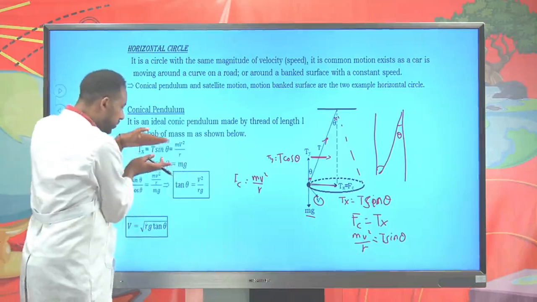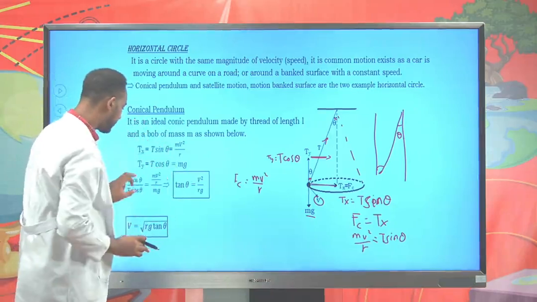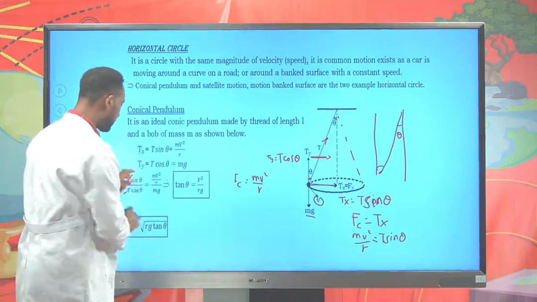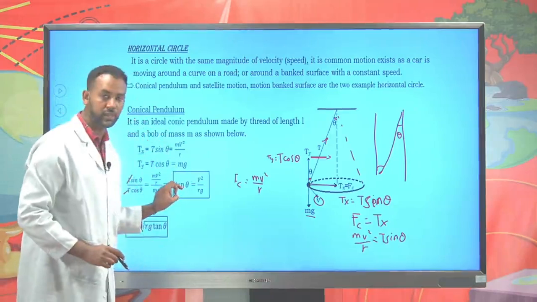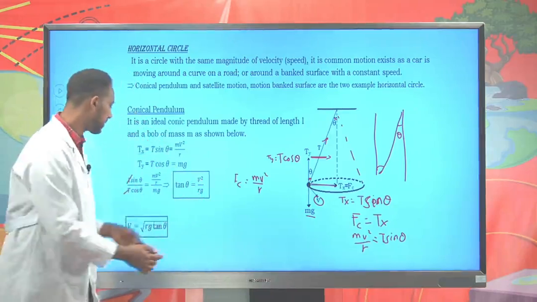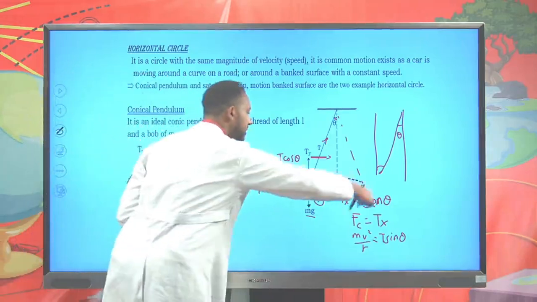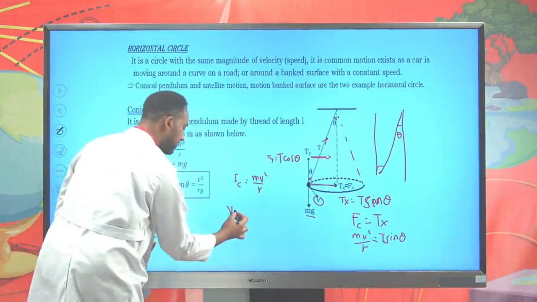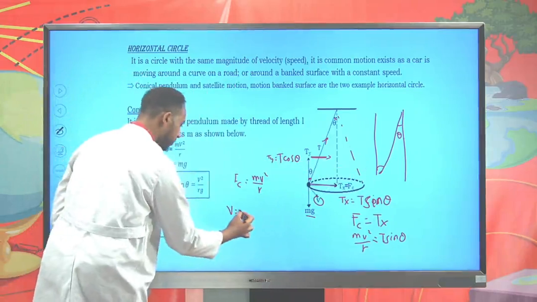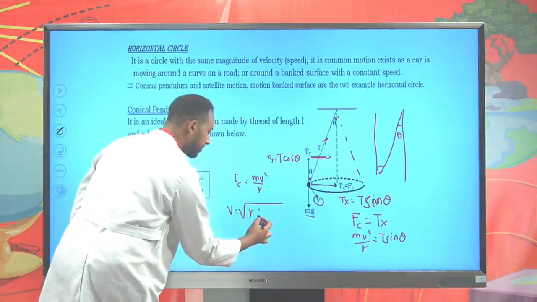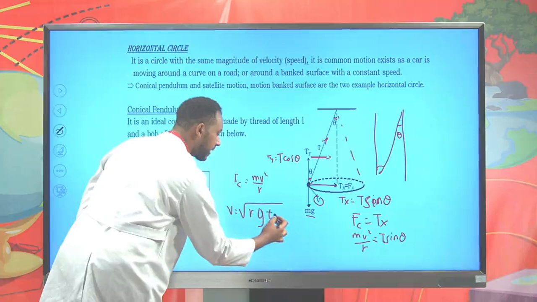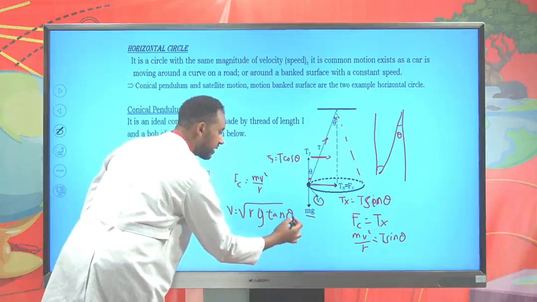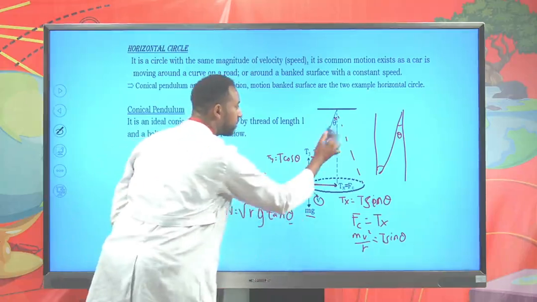Therefore, taking the ratio of these two, T sine theta over T cos theta, we can eliminate T. Sine theta over cos theta gives you tan theta, equal to v squared over rg. So it's possible to find the tangential velocity on a conical pendulum as v equals the root of rg tan theta, where theta is the minimum angle that is formed by the cone.